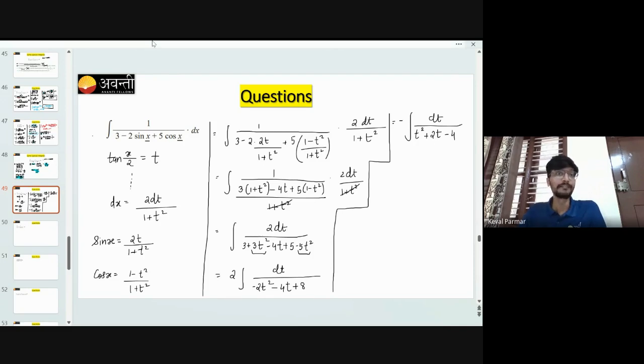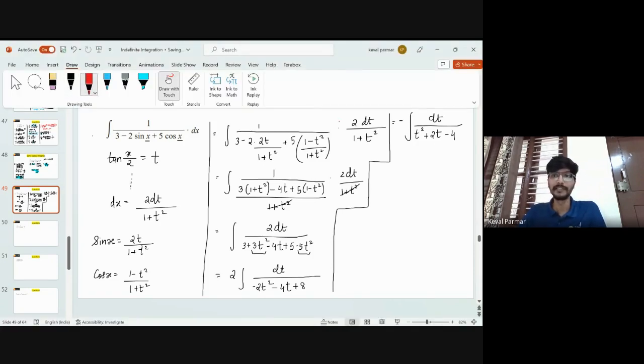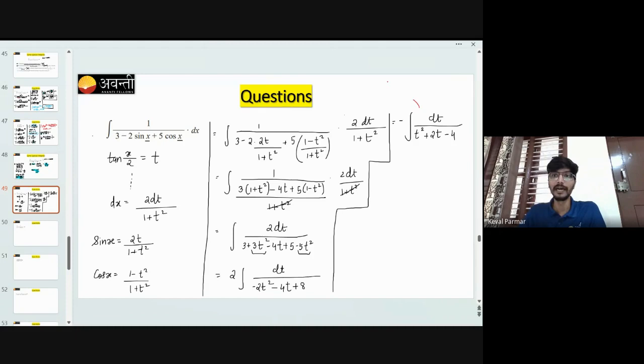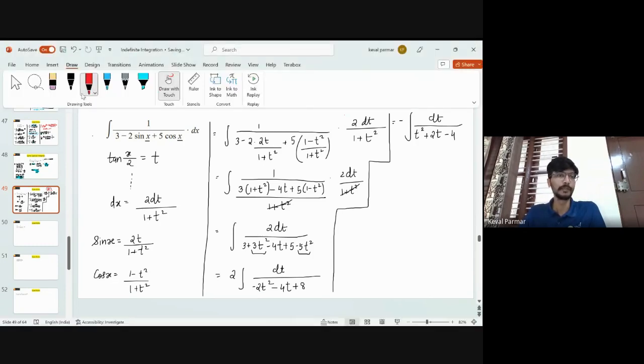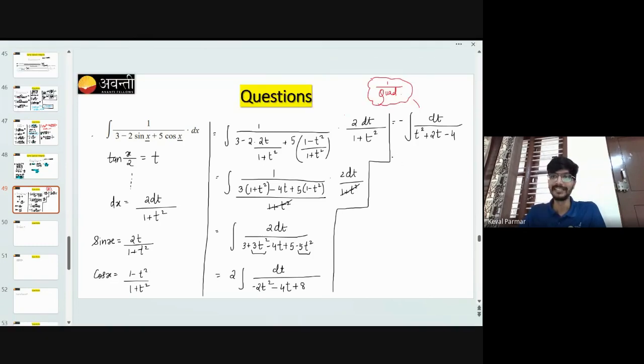And now, what is the format here? The format here is 1 upon quadratic. And what do we do in 1 upon quadratic? We use the completing square method. So if I use the completing square method, I will get minus integration of dt upon t square plus 2t. I'll add 1 and subtract 1.